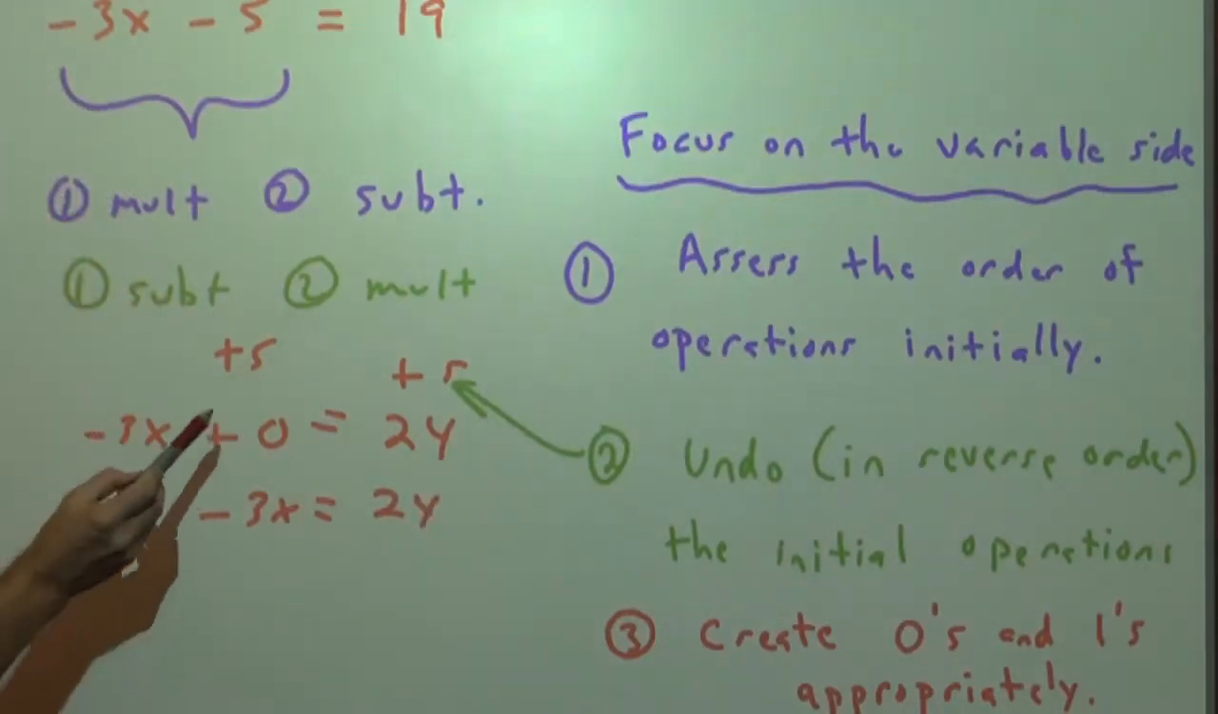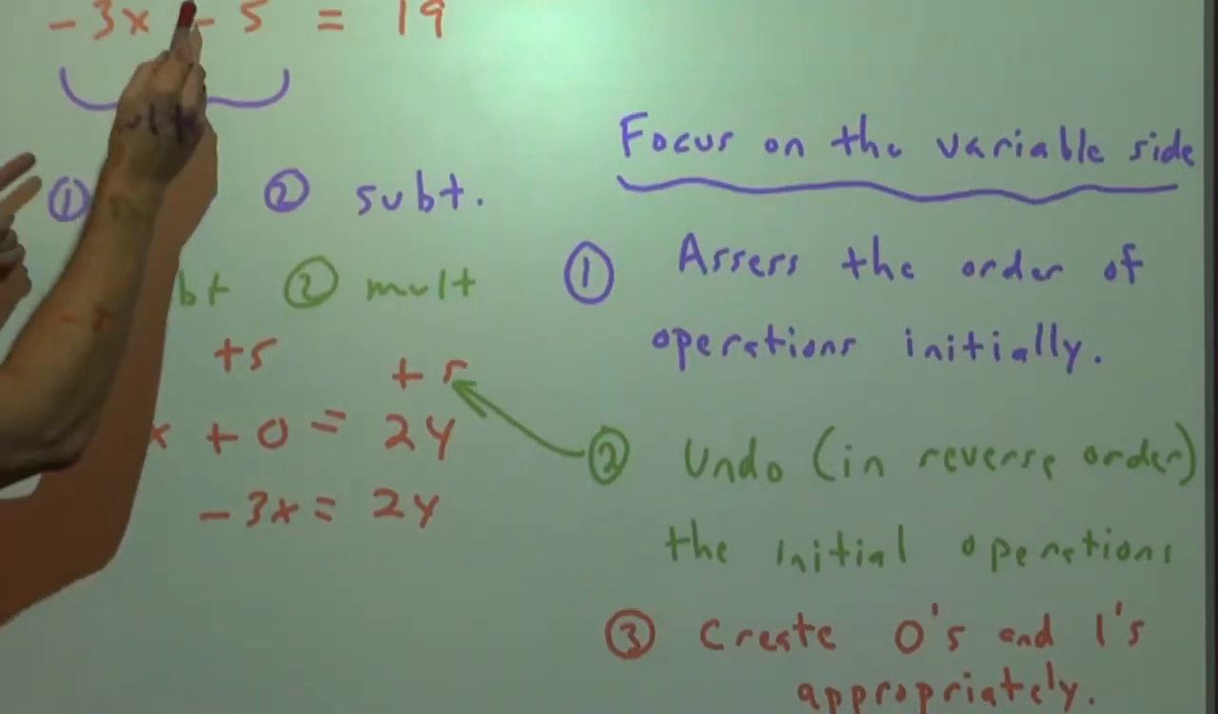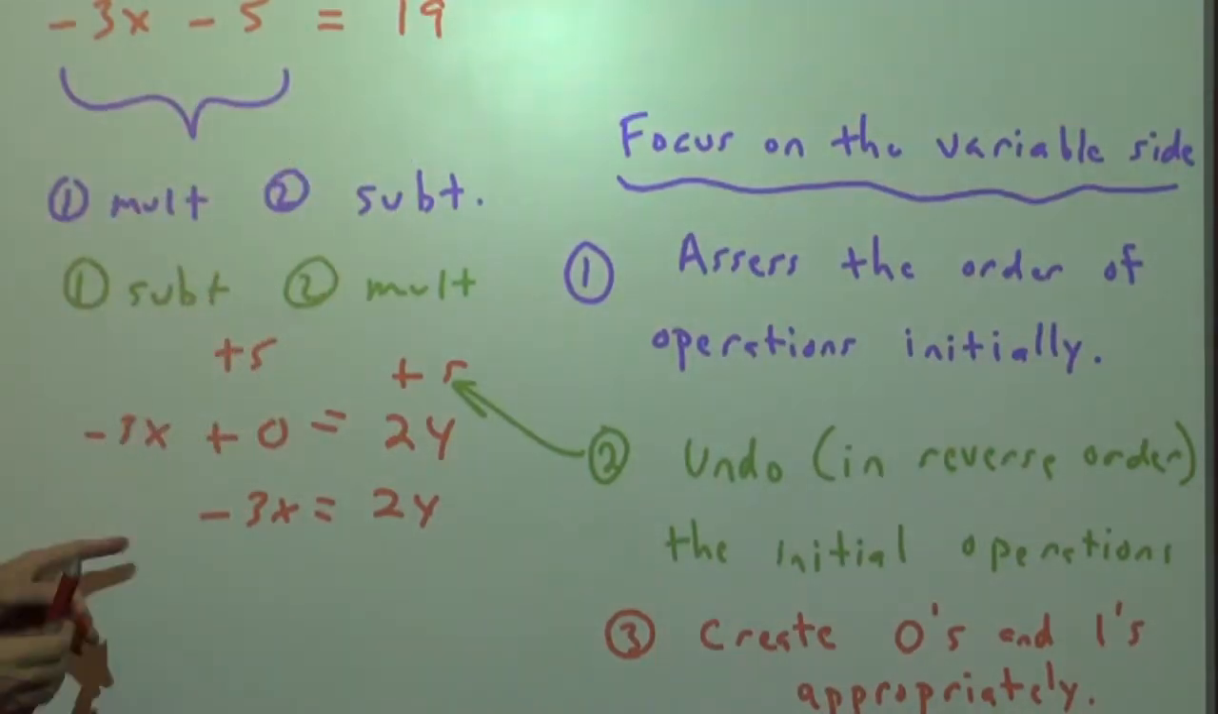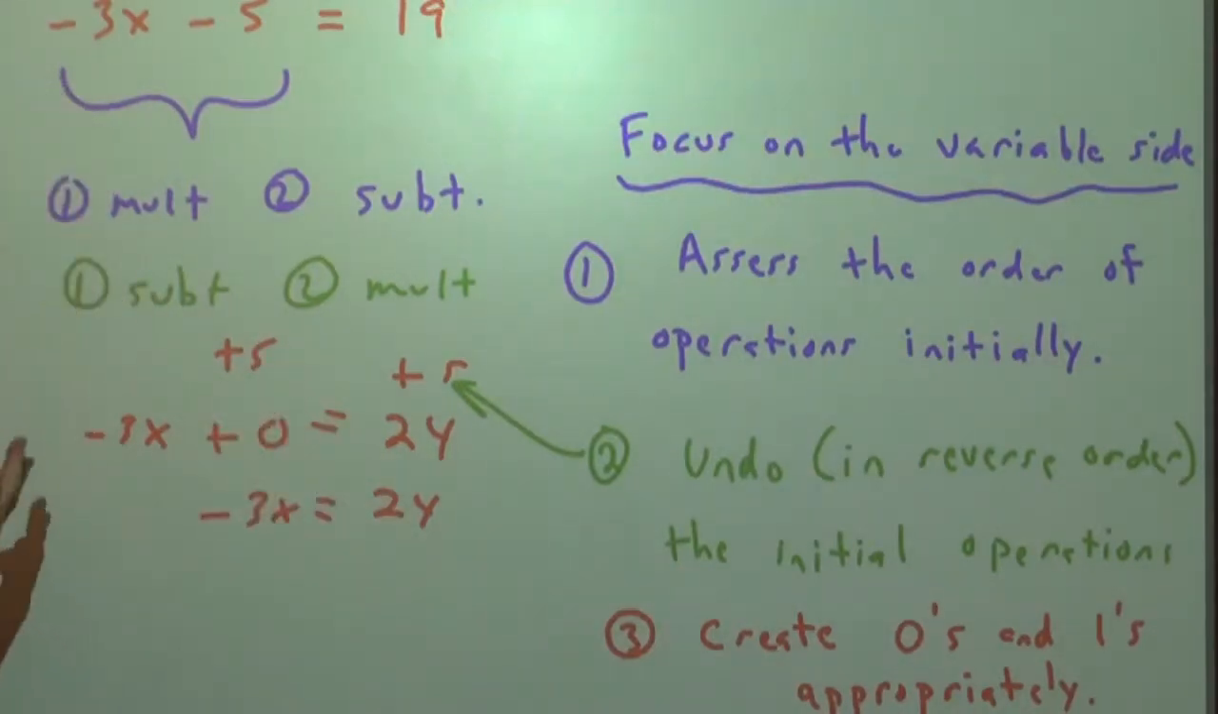I'll talk more later about why I want to make such a big deal about putting the 0 there. A lot of times we just say, we added the 5, that's gone, we're just left with the negative 3x. Let's keep putting the 0 in for now.